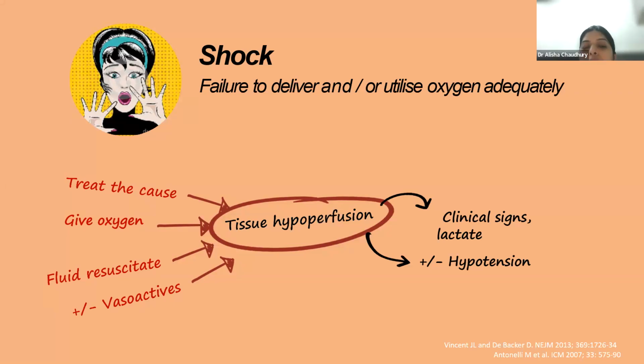So these are all the markers to see that tissue hypoperfusion has occurred. So then what does your doctor or clinical team do? You treat the cause, you give some fluids. And there's one drug class which I have mentioned over here, the vasoactives, like the drugs we'll be talking about today.